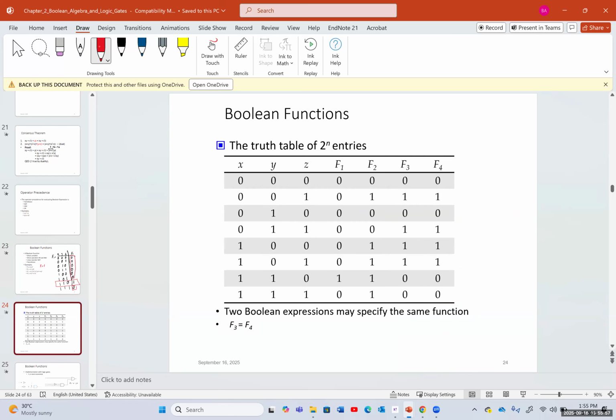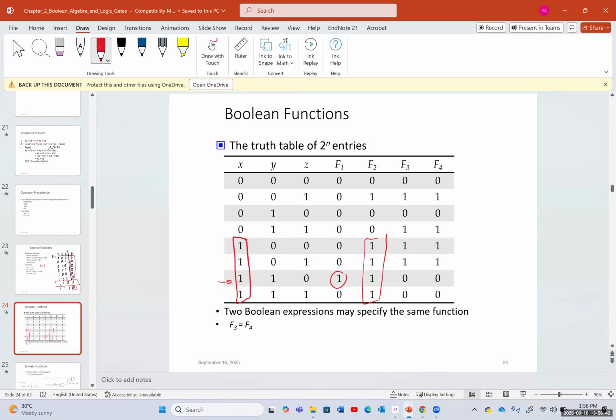So if we write the truth table, with 2 to the power of n entries, we have 3 inputs, so we're going to have 8 different possibilities. And you can see here for f1, it's going to be 0, but if we have 1, 1, 0, it's going to be equal to 1. And for f2, it's going to be 0 when x, y, z is 0, but it's going to be 1 when x and y are 0 and z is 1. And it's going to be 1 when x is 1, regardless of what y and z are.